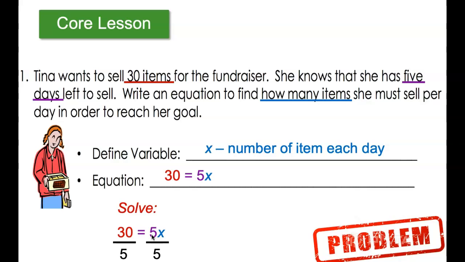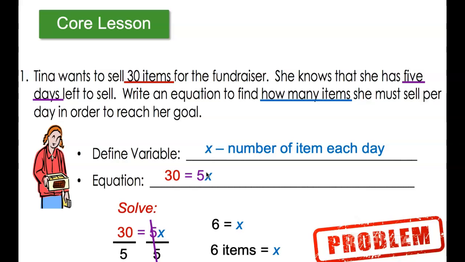At the right side of the equal symbol, 5 divided by 5 is 1. I don't have to write 1. And then 30 divided by 5 is 6. So x is equal to 6, meaning Tina has to sell 6 items per day to be able to sell everything that she has. So whatever you see here, these are my expectations that you need to have when you are solving problems.